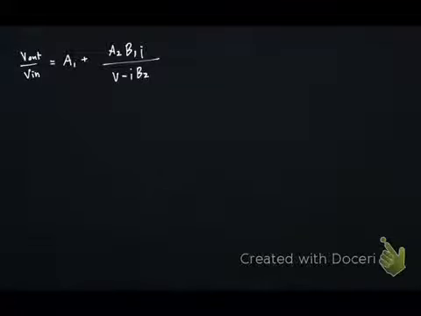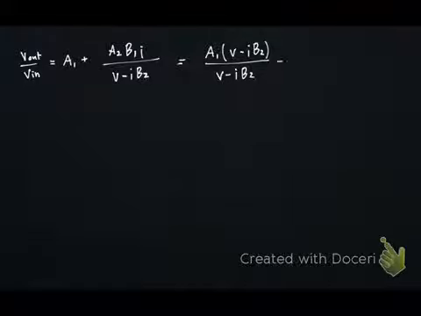So, okay, let's get this all in one fraction, make it look a little prettier. So multiply A1 by V minus IB2 over V minus IB2. So A1 times V minus IB2 over V minus IB2 plus A2 B1 I over V minus IB2.